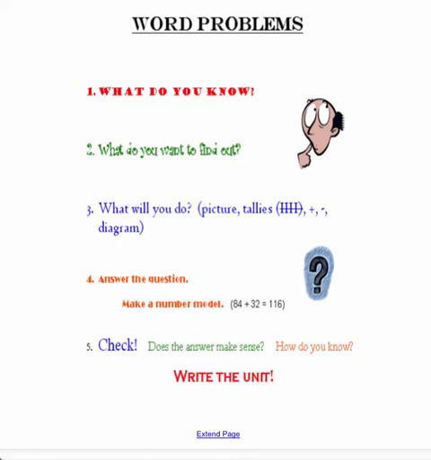Step 4. Once we figured out a way to help us solve the problem, we need to answer the question. We also need to make a number model. This helps show our thinking. An example of a number model is 84 plus 32 equals 116. Step 5. Check. Does the answer make sense? How do you know? And remember to write the unit.